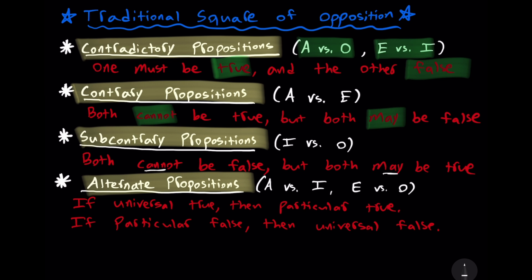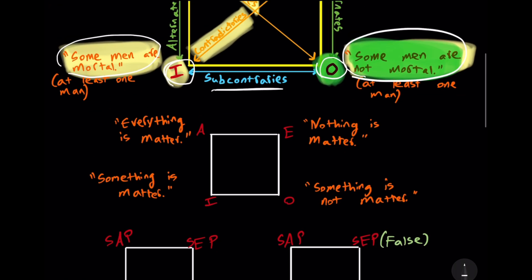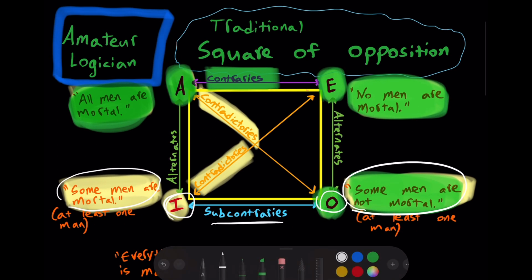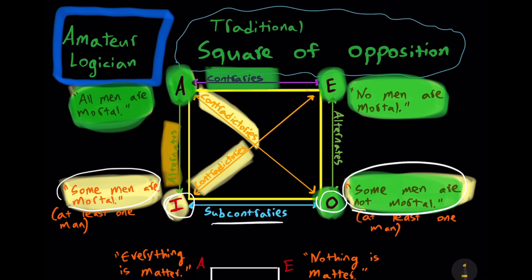And then we have alternate propositions. And here we're thinking about A versus I or E versus O. And here on the traditional square of opposition, the truth of the universal implies the truth of its corresponding particular, but the falsity of the particular implies the falsity of the corresponding universal.